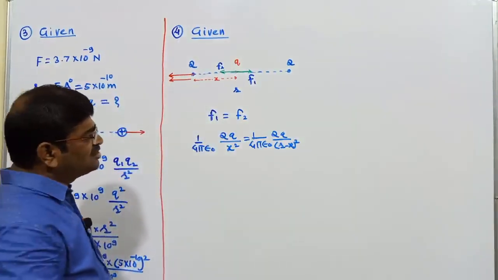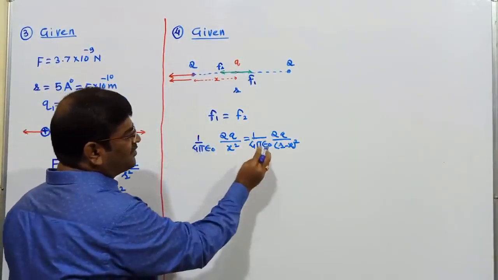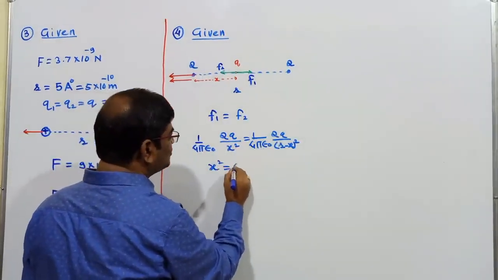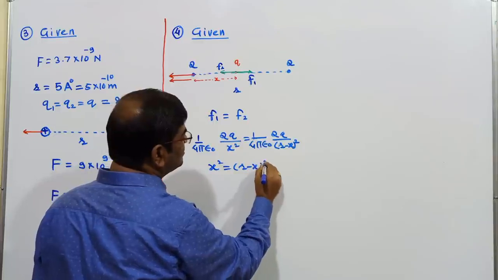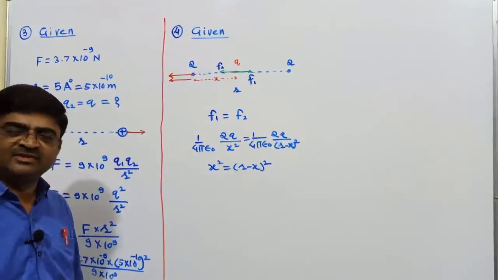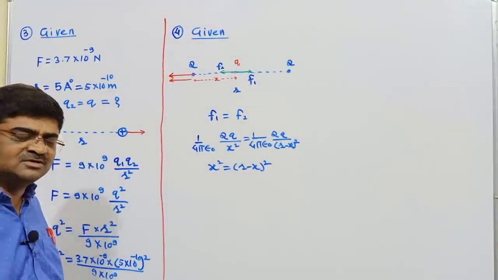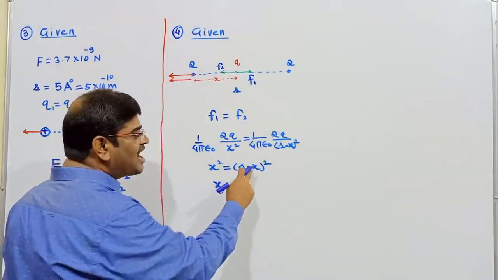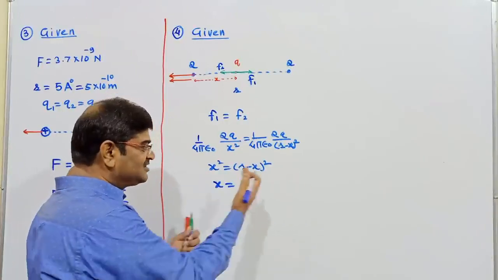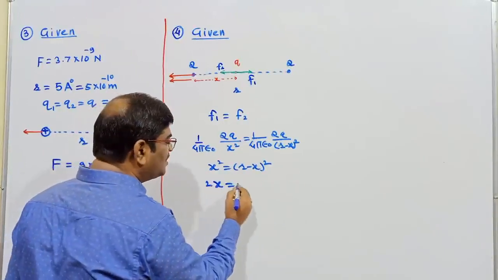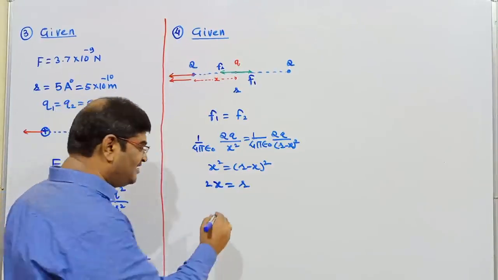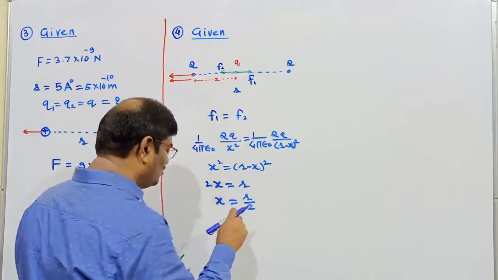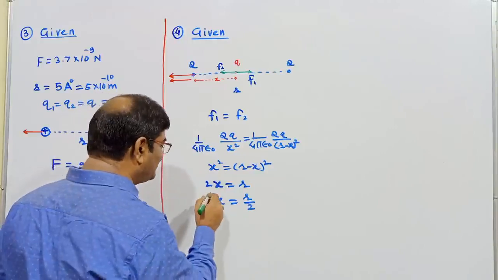So whatever things you can cancel, 1 upon 4 pi epsilon 0, QQ, what is left out is x square equal to (R minus x) whole square. You can take a square root on both sides and you get x equal to R minus x. So 2x equals R, and here I have got x equal to R by 2. Now this result is to be remembered forever.